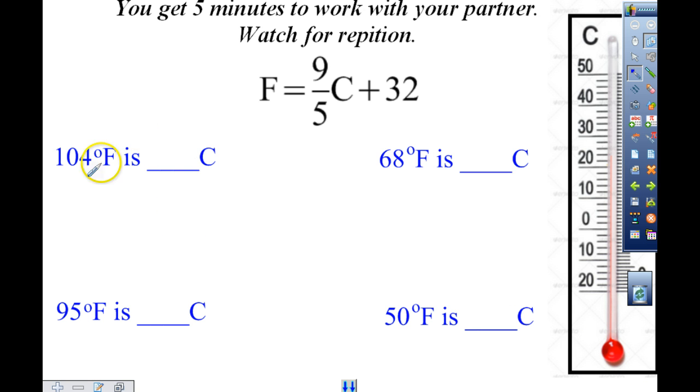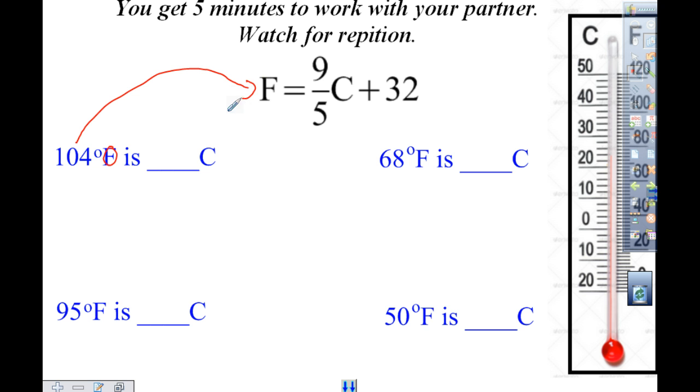Have you guys do the other direction, though. What if I give you the Fahrenheit? Can you find the Celsius? So instead of plugging in for C, you have to plug it in for F. So plug 104 in here. And after all last week of solving equations, we're pros at this now. And we can solve.